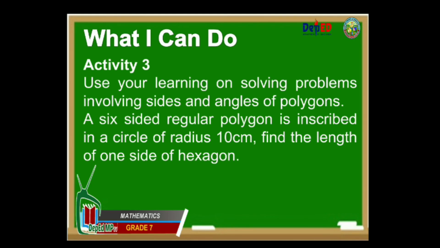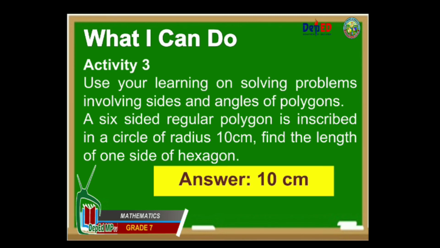Use your learning on solving problems involving sides and angles of polygons. Here is the problem. A 6-sided regular polygon is inscribed in a circle of radius 10 cm. Find the length of one side of hexagon. And this is the answer. The length of one side of hexagon is 10 cm.